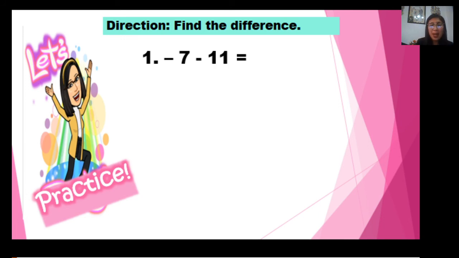Negative 7 minus 11. What is the difference? The answer is negative 18. Very good. Okay, let's have number 2. 13 minus 9. That's very easy. The difference is 4, correct.